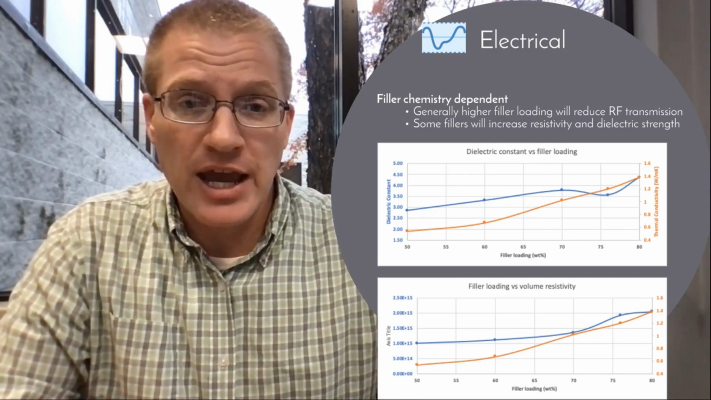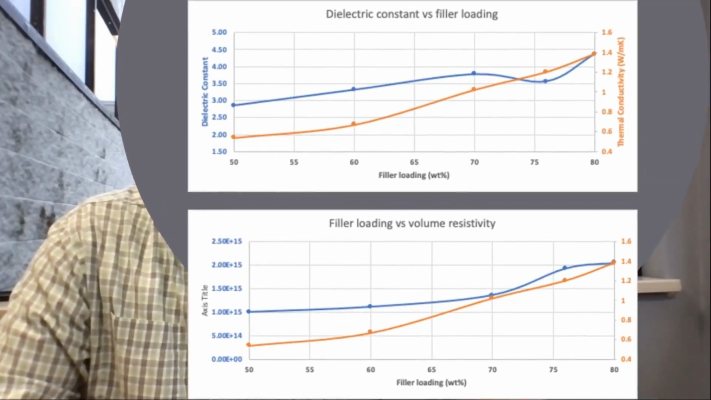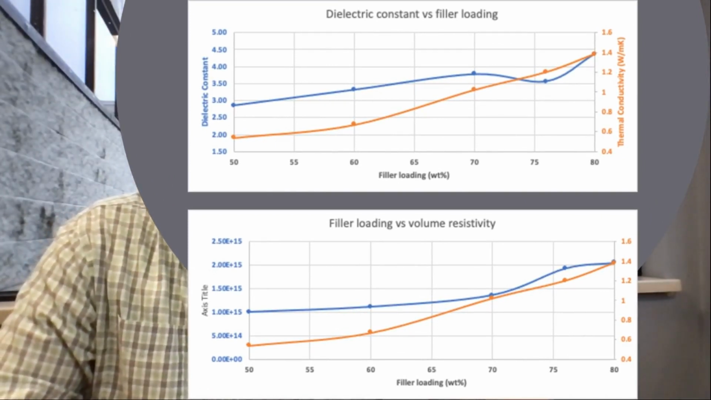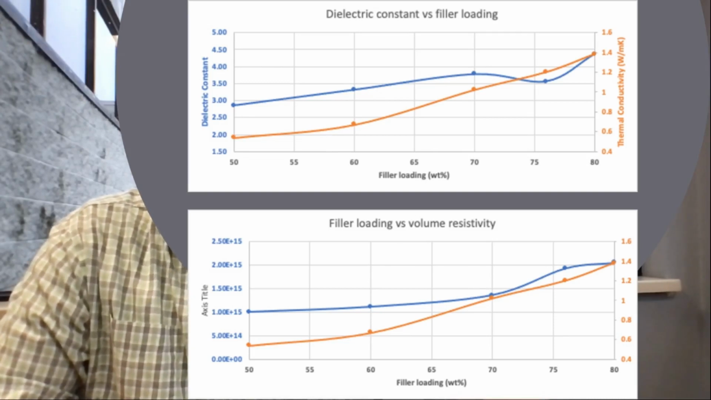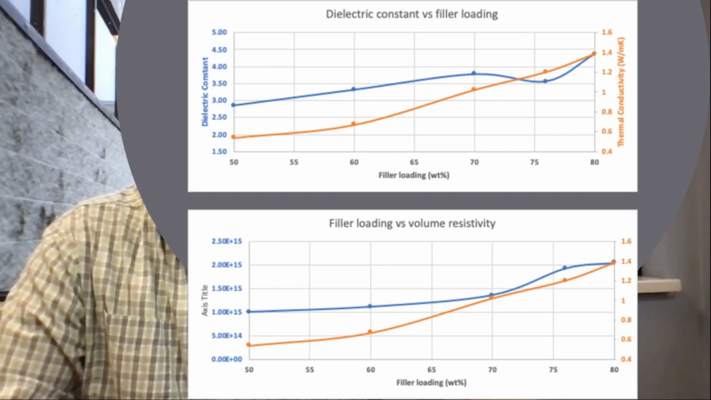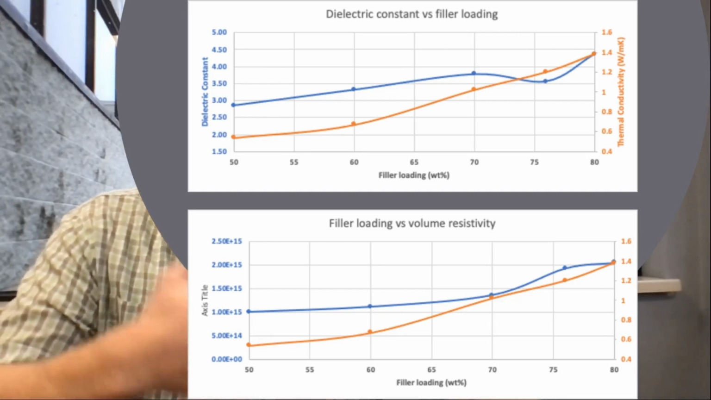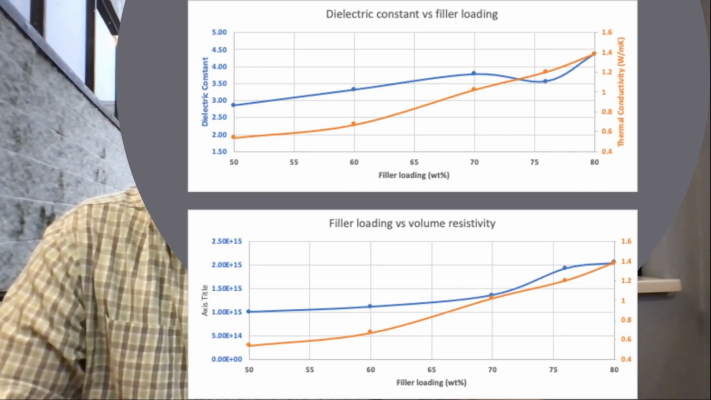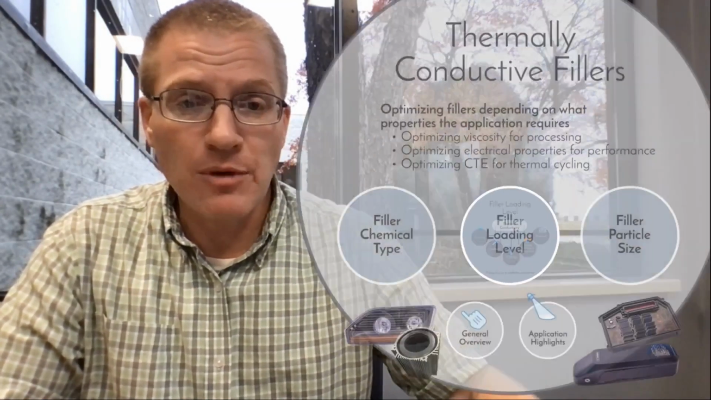So in this example, we have the dielectric constant versus filler loading of this material, and as you see, as we increase filler loading, you're getting a greater and greater influence on the dielectric constant and an increase based upon the filler that's in there, as well as the volume resistivity. For this, the volume resistivity is actually going up as we increase filler loading because the filler itself has a higher volume resistivity value in and of itself. All right, so we talked about filler loading.